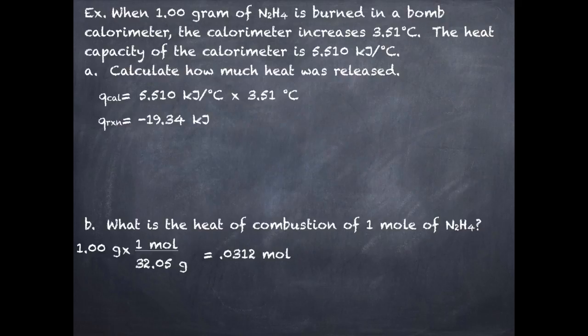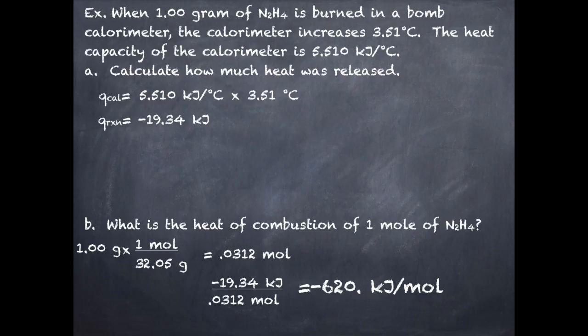Now all I have to do is take my heat of reaction, which is negative 19.34 kilojoules, and divide that by my number of moles, and that gives me negative 620 kilojoules per mole, because I want 3 significant figures. So notice the only difference between coffee cup calorimetry and bomb calorimetry is the units. Use the units in order to solve your problem. You don't need to use Q equals mc delta T for this problem simply because your units don't involve mass.